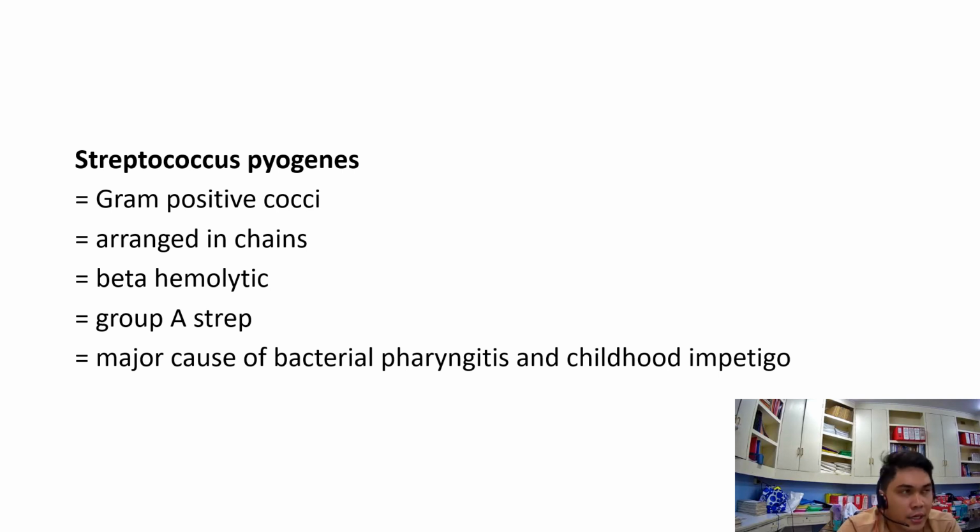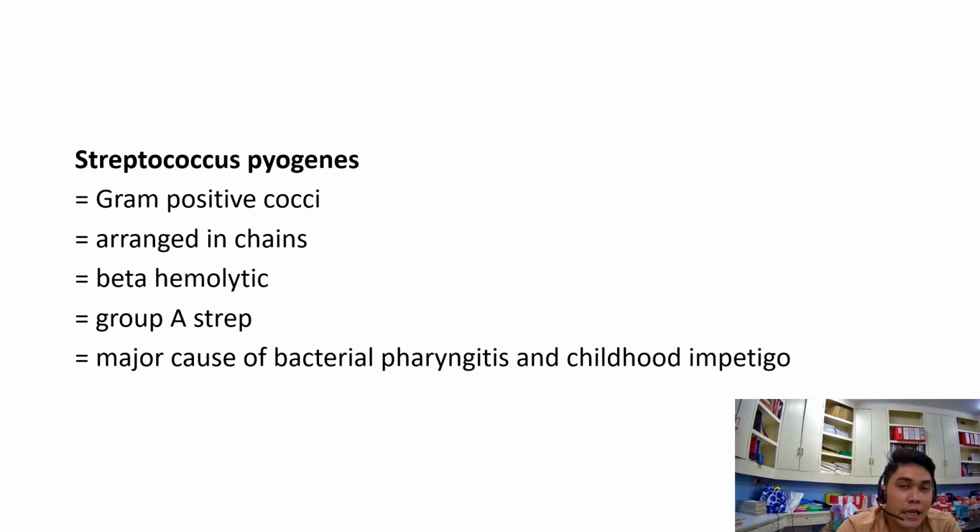Regarding Streptococcus pyogenes, Strep pyo is a gram-positive cocci and it is usually arranged in chains. Arrangement in clusters is for Staphylococcus, while for Streptococcus the arrangement is in chain. The hemolytic pattern of Streptococcus pyogenes is beta hemolytic, meaning there is complete hemolysis.